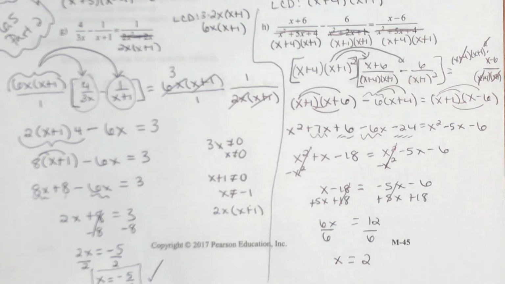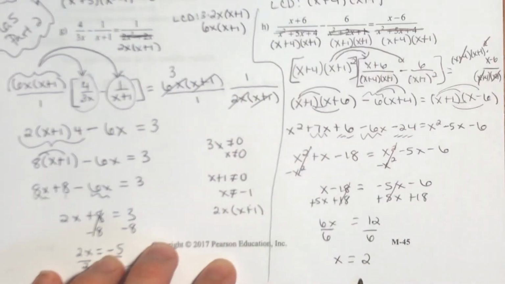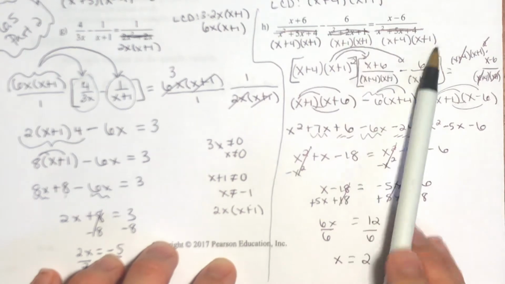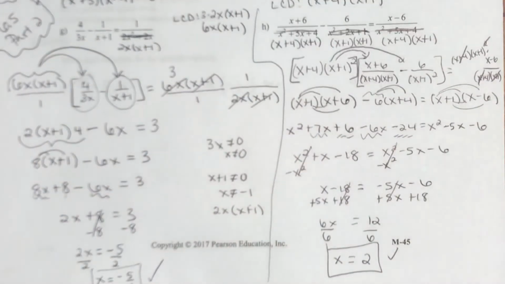We do have to check that in each denominator. So again, pretty much, if you look at the denominators, x can't equal negative 4. Okay, so it's good. X can't equal negative 1. It's good. Negative 1 and 4. So it checked in all the denominators. That is the solution.